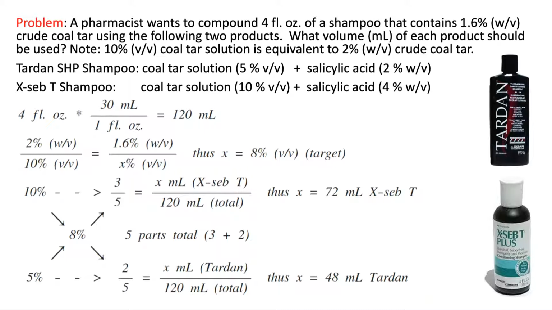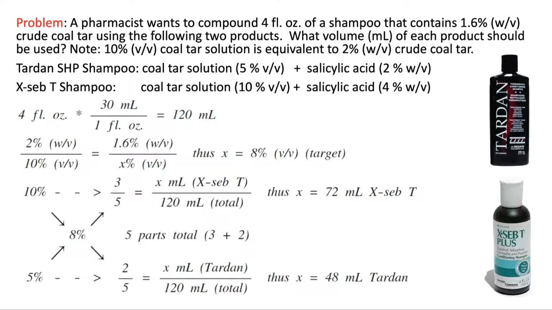I don't know exactly how many milliliters of the Tardan, but I know that the total combined will be 120 milliliters. So now if I solve for X, I take 2 times 120 divided by 5. I get a total value of 48, and that would be milliliters of the Tardan shampoo. And that answers this question. If you think about it, it wants to know the volume of each shampoo to combine.